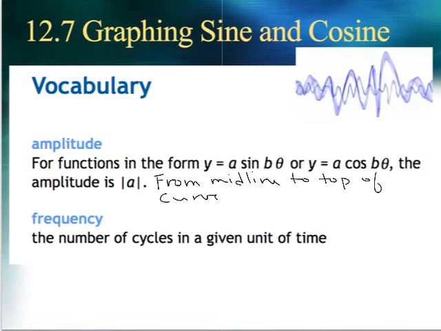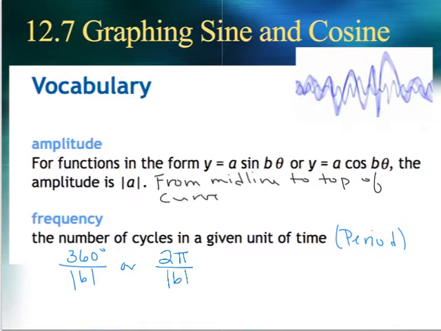The frequency is the number of cycles, and remember, cycles the period, so that's one complete period from beginning to the end, and we find that by doing the 360 degrees divided by the absolute value of b. And if you recall, b is located right here after the word sine or after the word cosine and before the angle theta. Or you can use, which is what pre-calc uses, the 2 pi over the absolute value of b. And that will help you find the stopping point to make a complete cycle or complete period.